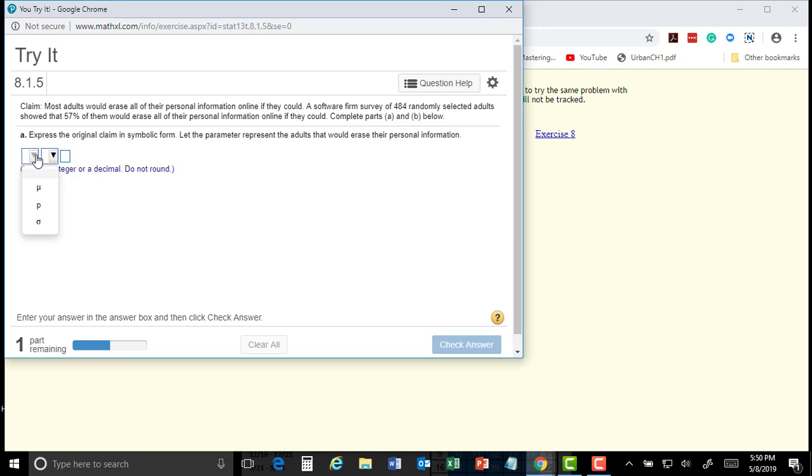And then the null is always equal, right? It shows that 57% of them would erase all their personal information. So when we're talking about, let's say, more than 50% or less than 50%, this is what comes from the data, right? 57%. It's not our hypothesis. So maybe our hypothesized proportion would be 0.5, like 50%.